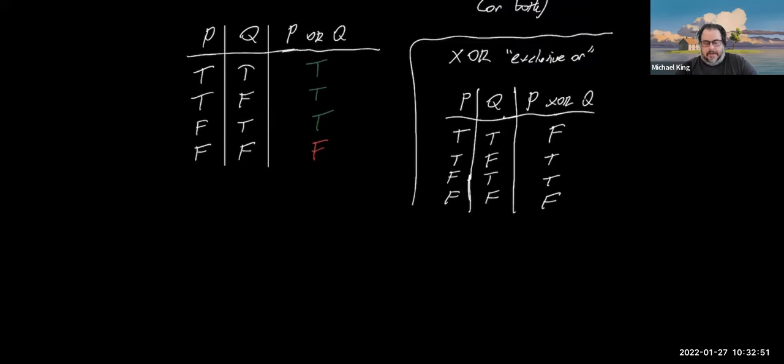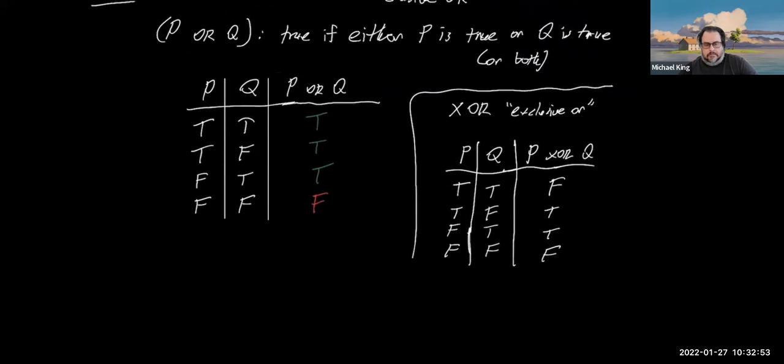Then there's also not, which is pretty easy. Basically, if P is true, then not P is false. And if P is false, then not P is true.